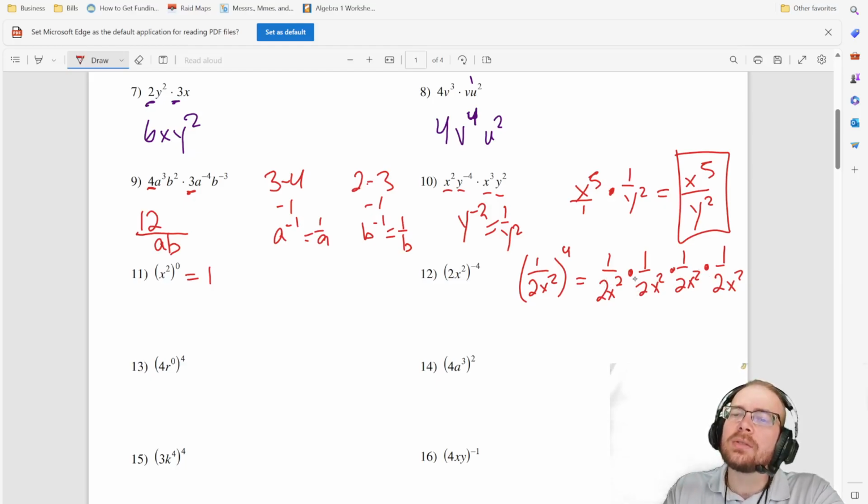And then that's going to be 2 times 2 is 4. And that 2 times 2 is 4. 4 times 4 is 16.